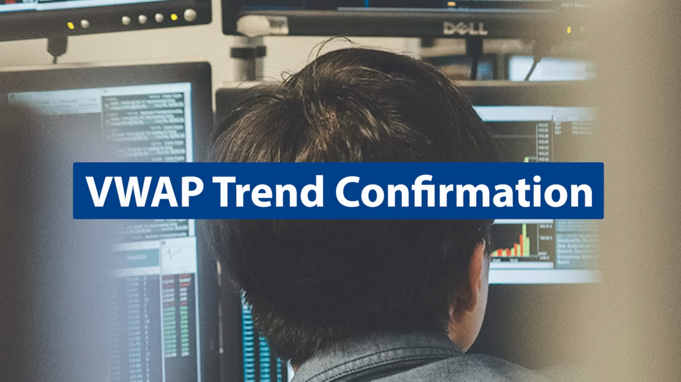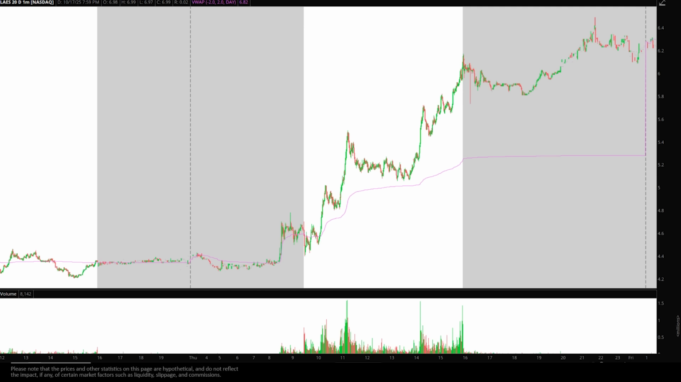Next up is VWAP, specifically trending above or below with price confirming it. So VWAP's another way that I gauge price action intraday and really ensure that I remain on the same side as the trend, right?